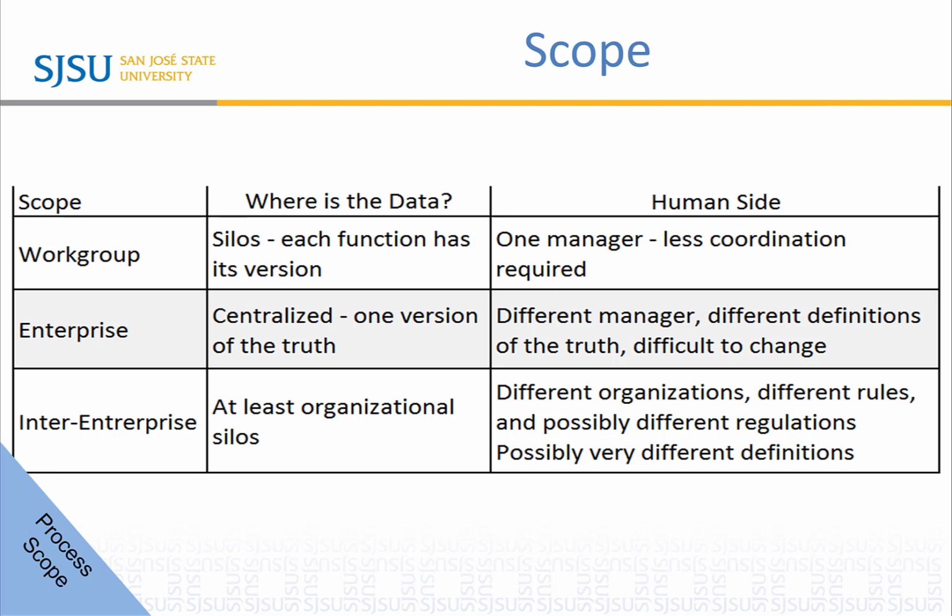You don't have to get buy-in from different groups within a company, and there's fewer people to have to retrain. When you start looking at an enterprise system, you now have to get buy-in across different functions within an organization. The cost is much greater, the risk of lock-in is higher, and the amount of training and the change in procedures can be much greater also. When you get to inter-enterprise systems, you're now talking about having different organizations involved, which each have their own different rules, and possibly even have to comply with different regulations, or have different definitions of certain terms.